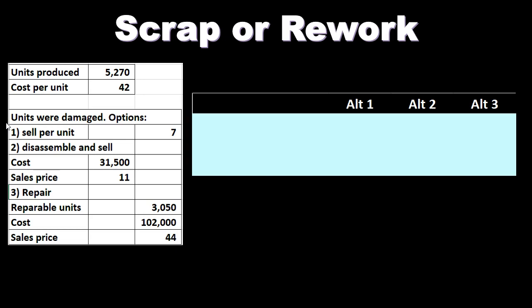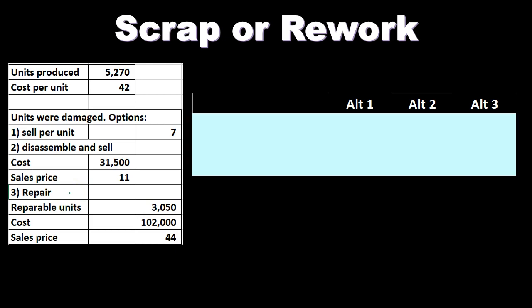We're going to have three options. Option one, we basically just scrap them and sell them for what they are, for the scrap at $7 per unit. Or we could possibly disassemble them and sell them in component parts, and in so doing sell those parts for, in essence, $11 per unit rather than $7. However, we are going to have to spend $31,500 to disassemble them. Or option three, we could repair them.